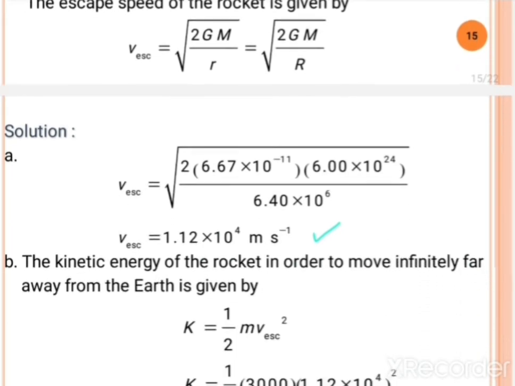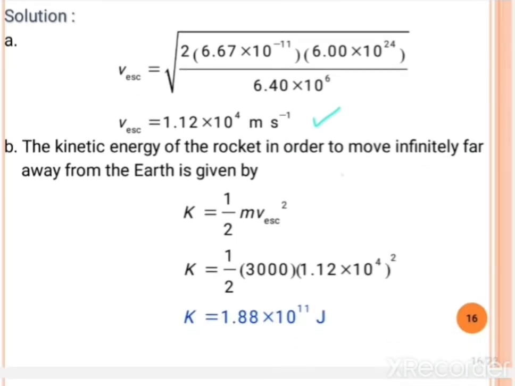Question B. Find the kinetic energy of the rocket in order to move infinitely far away from the Earth. So using the equation, kinetic energy is equal to half mv squared. But v here we replace with the escape velocity. Then we use the escape velocity value from part A and substitute it here. And then you will get the answer, kinetic energy equal to 1.88 times 10 to the power of 11 joules.